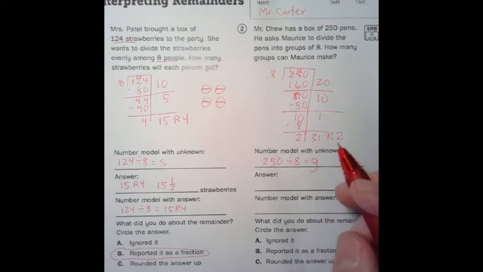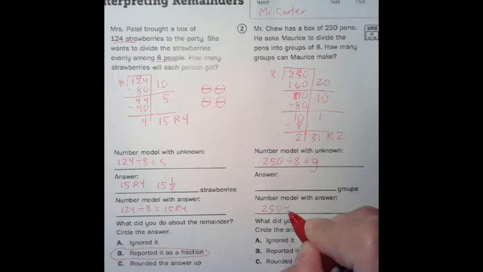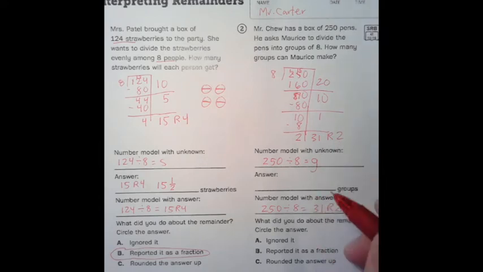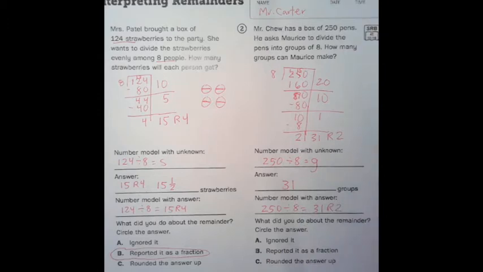So our answer is, let's go through here. So 250 divided by 8 equals 31 with a remainder of 2. So our answer is going to be how many groups? Well, it's going to be 31 groups. Because, so let's look at why we did that. So what did we do about the remainder?